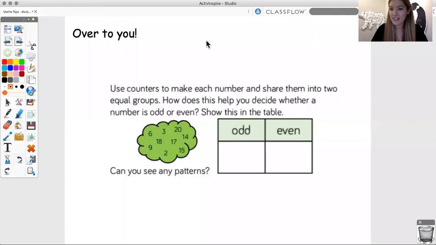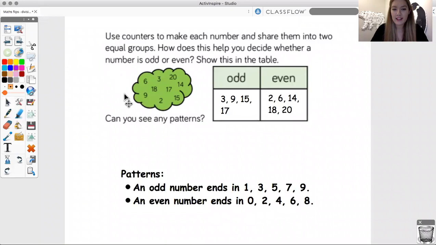Okay, really well done for doing that. I really hope you're enjoying your learning. So looking at this, we've noticed this pattern. An odd number ends in 1, 3, 5, 7, or 9, and an even number ends in 0, 2, 4, 6, and 8. So this is the answer here. We've got our odd numbers and our even numbers. Well done you if you got some or all of those correct.